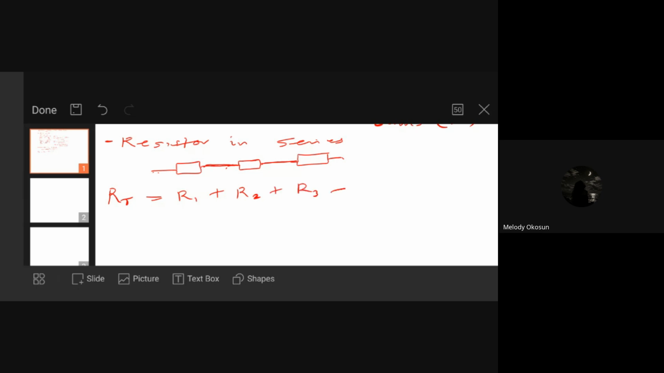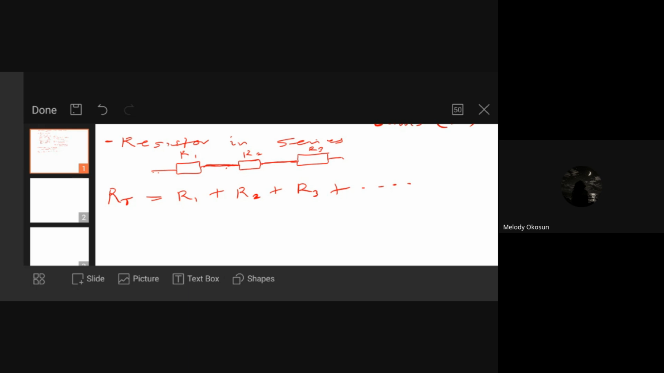So R1 plus R2 plus R3, and I keep on adding depending on the number of resistors. In this case, I have this as my resistor 1, this as my resistor 2, and this as my resistor 3. And each of these resistors has a resistance, and the values will be given to you in the question. So if I ask you to find the total resistance of these resistors in series, all you need to do is add up all the resistances one after another.